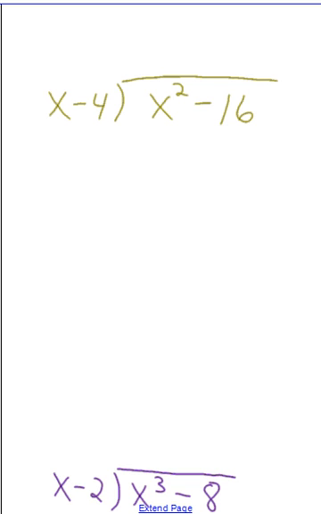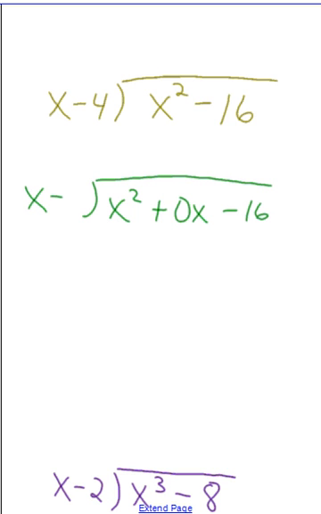All right, now this one, x squared minus 16 divided by x minus 4. This is missing a term, so you have to put a faux term in there to make it work, a faux term or false term. So I'm going to rewrite this: x squared plus 0x minus 16, all that divided by x minus 4. If I don't put that in there, it won't come out.